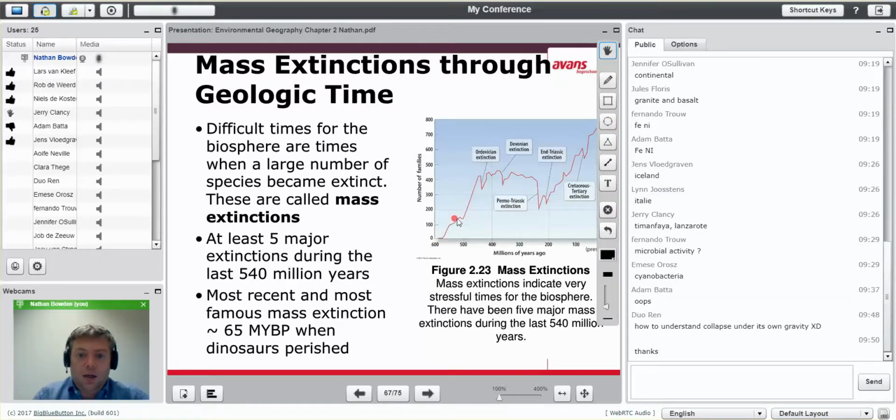You see here the number of families of animals through time, and there were several events that killed off a lot of the animals. These mass extinctions: there were at least 5 in the last 540 million years, and the most recent was about 65 million years before present. These are the Ordovician, Devonian, Permo-Triassic, and End-Triassic extinctions, and the Cretaceous-Tertiary extinction.